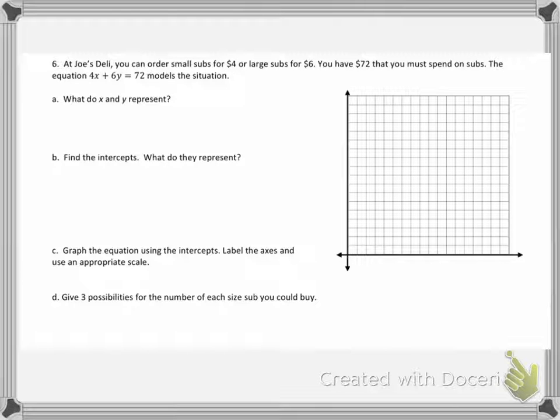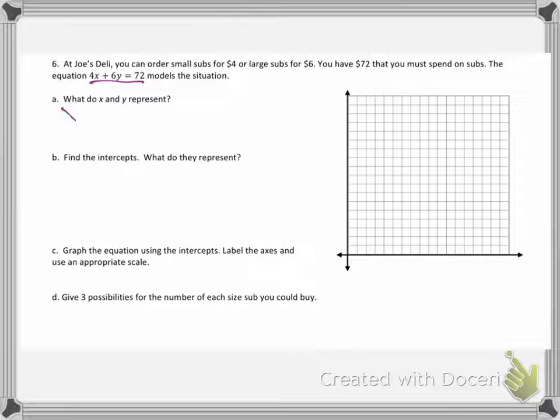So here in number 6, we got the Joe's Deli. You can order a small sub for $4, a large sub for $6. You have exactly $72 that you must spend the whole thing on subs. You got the equation given to you, which makes this even easier. You don't even need to write the equation. But what we're going to look at is what do the variables mean, find the intercepts, and we're going to graph and do some interpreting.